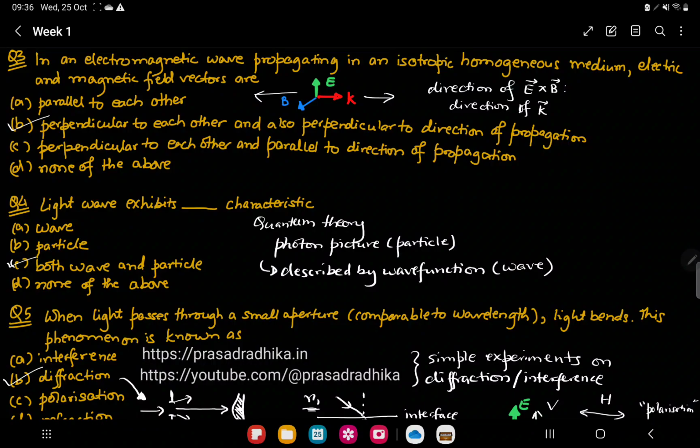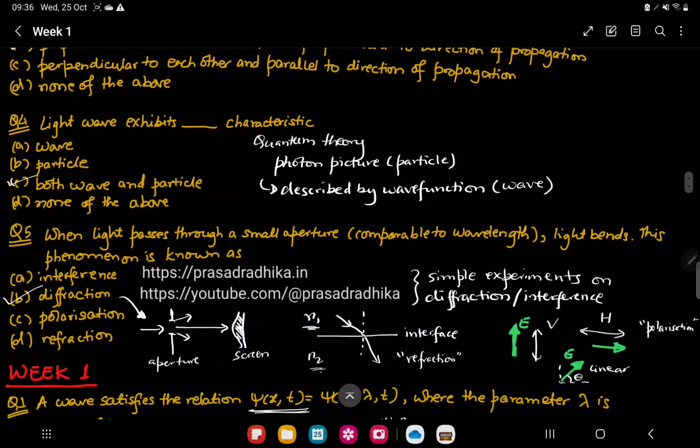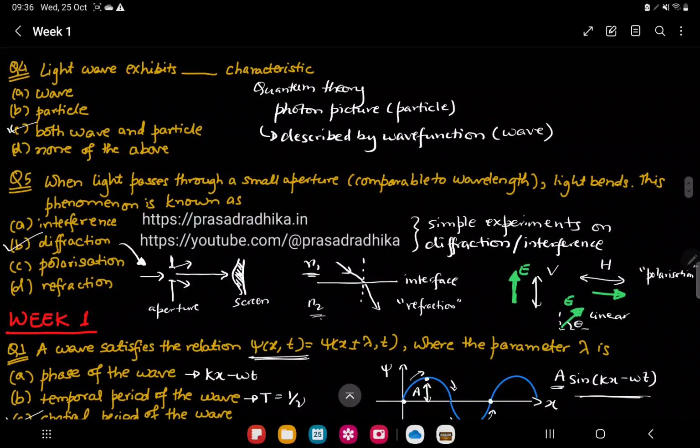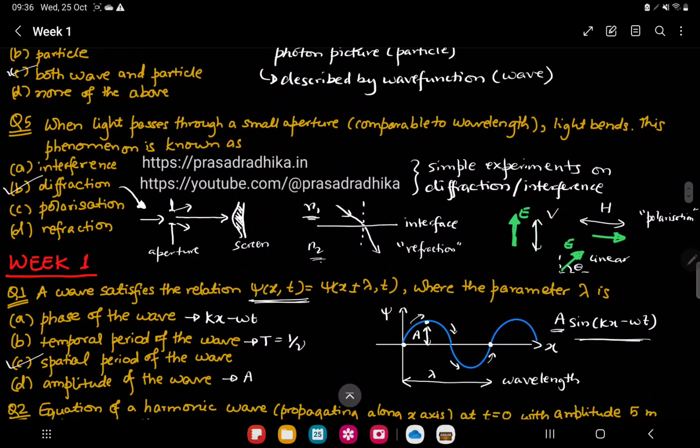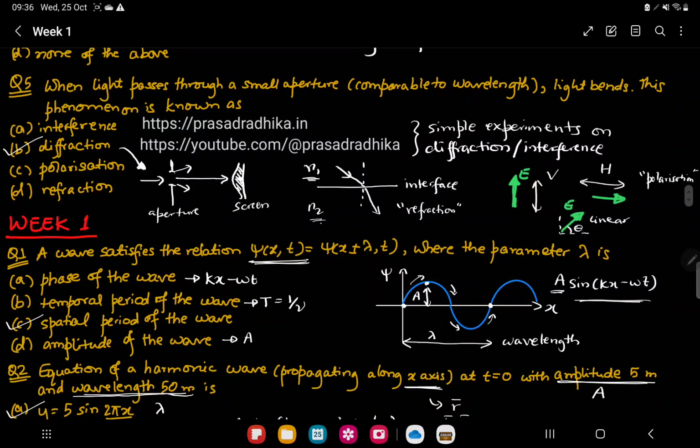And light exhibits both wave and particle nature. This we discuss more in quantum theory. And when light passes through small apertures comparable to the wavelength of the light, then light bends, which is known as diffraction, and we have discussed the phenomenon of diffraction at length in this course. Diffraction from various apertures like circular aperture, rectangular aperture, from slits, from multiple slits. We have discussed all these cases.